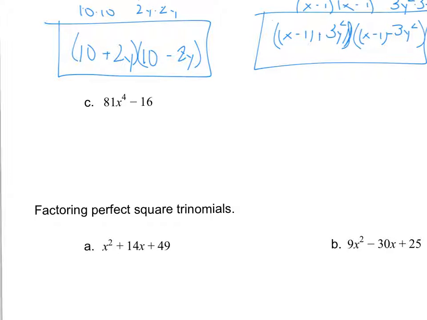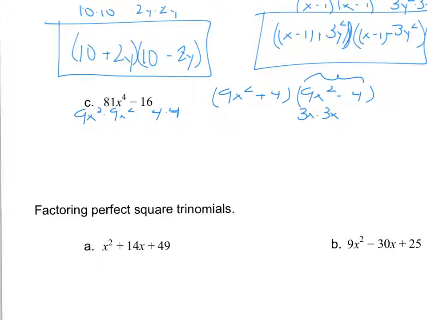Okay, and another similar idea in C. We have 81x to the fourth, which is 9x squared times 9x squared, and 16, which is 4 times 4. So when we factor, we get 9x squared plus 4 and 9x squared minus 4. Now the trick on this one is this second term, the 9x squared minus 4, is also a difference of squares. 9x squared is 3x times 3x, and 4 is 2 times 2.